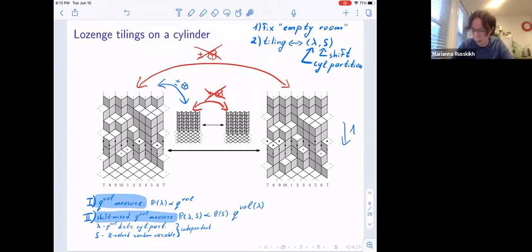So we should do the following. We should fix an empty room configuration, let's say this one. And then other empty room configurations obtained from this one are shifted empty room configurations. And now the set of Lozenge tilings with fixed boundary conditions at infinity is in bijection with the pairs of cylindric partitions together with the integer shift.